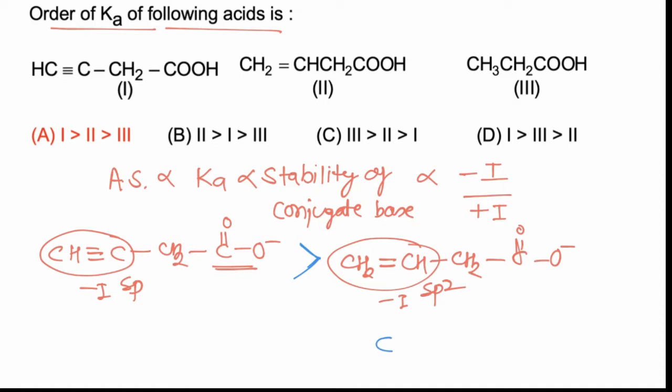Now in the third case, CH3 CH2 C double O negative ion will be formed. Now this ion is destabilized by plus I effect, so this is the least stable anion, and if the anion is least stable, then acidic strength will be least, and hence the correct answer is 1, 2, 3. First is most acidic, then second, and then third.